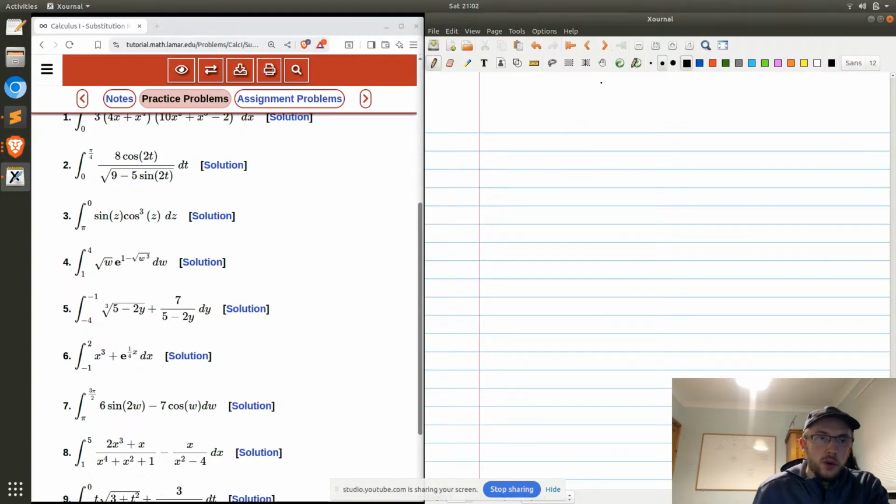Fourth one. So what are we going to do in this case? Okay, let u equal 1 minus root w cubed, then du, well, that there is that.